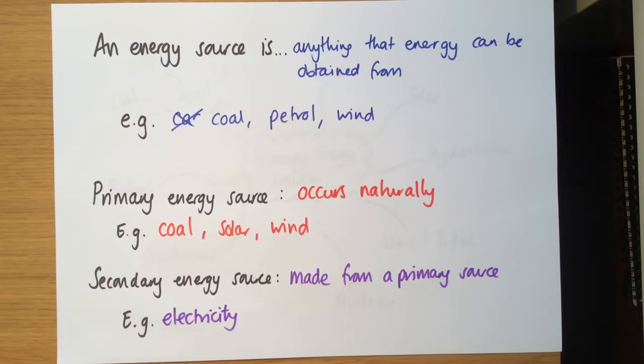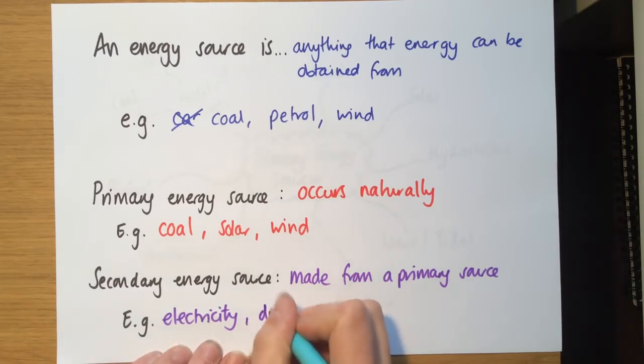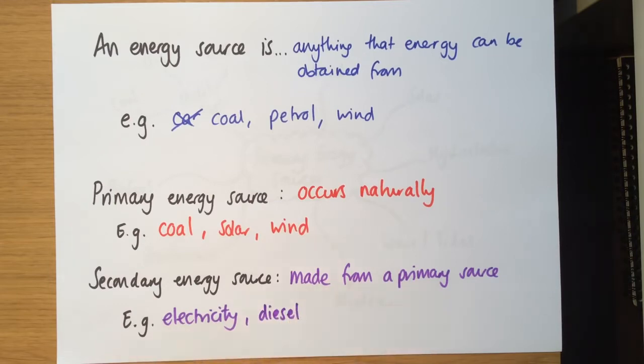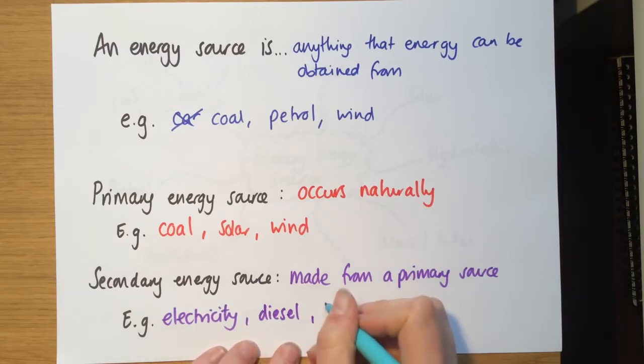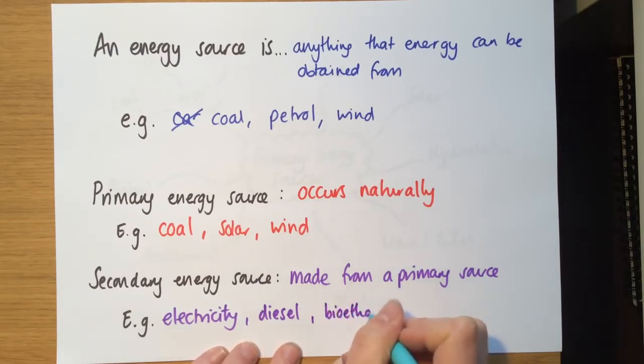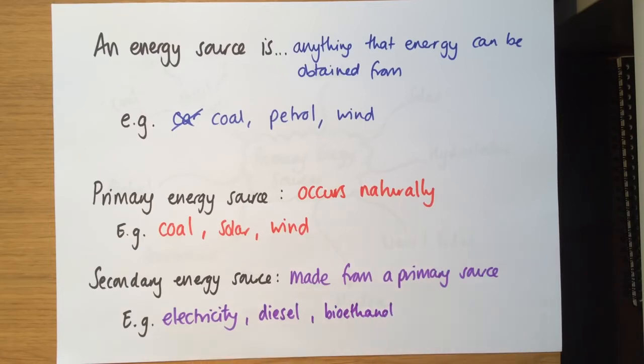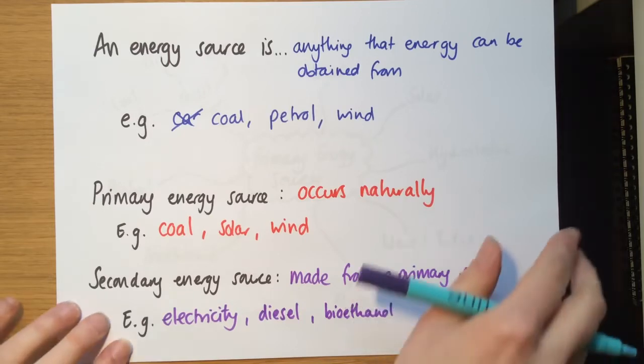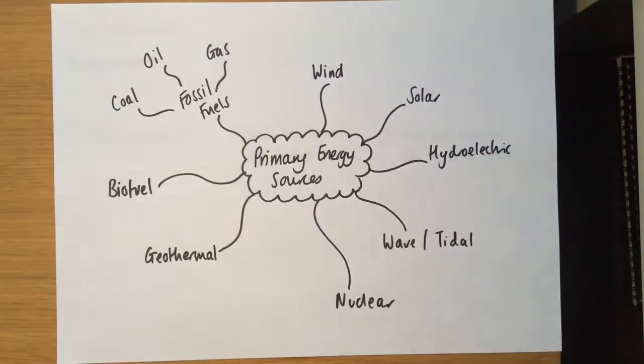There's other examples, such as diesel and petrol, because they don't just appear like they are in the earth. You have to refine oil to make them. Or things like bioethanol, which you might make from sugarcane or something like that. So there are other examples, but the big one you need to know about is electricity. But anything that is made from a primary source that needs a bit of tampering for it to work is a secondary energy source.